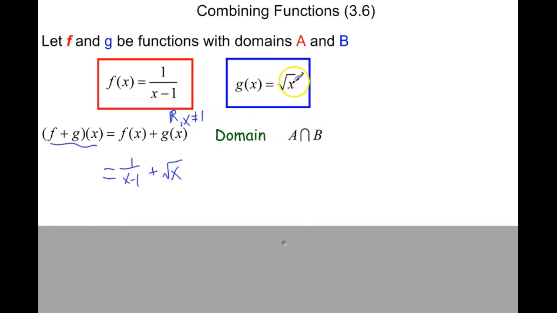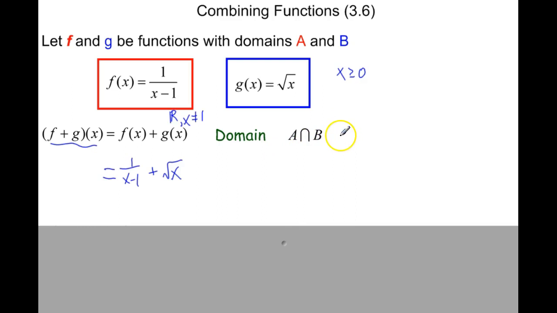Domain of this guy: you take whatever's underneath the square root, take it out from underneath there, and set it greater than or equal to 0. So x is greater than or equal to 0, and that's the domain of this function. It's already solved for x. So if I want to find the intersection of the two domains, what's the intersection of x bigger than or equal to 0 and all reals, but x can't be 1?